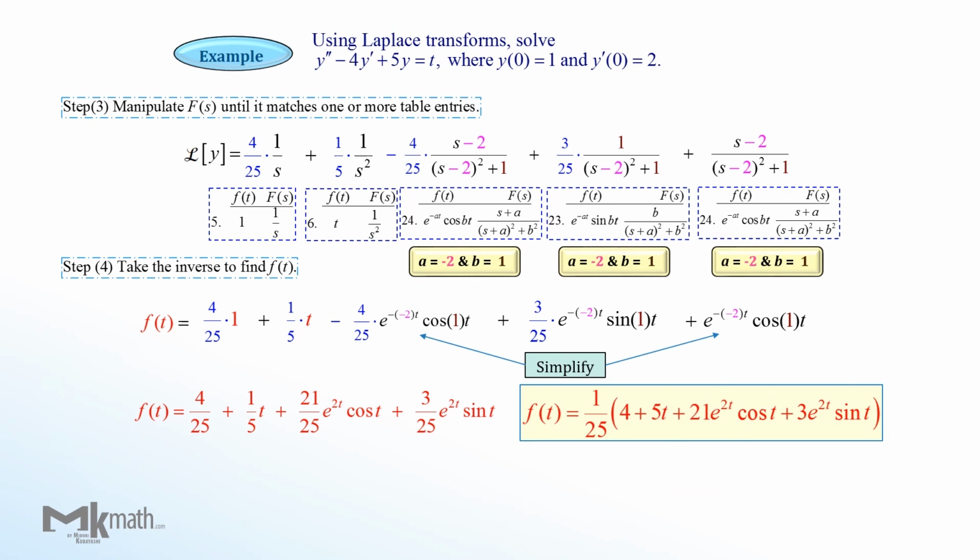If we take the common factor 1 over 25 out, then the solution becomes f of t equal 1 over 25 bracket 4 plus 5t plus 21 e to the 2t cosine t plus 3 e to the 2t sine t. Finally, we solved the equation.